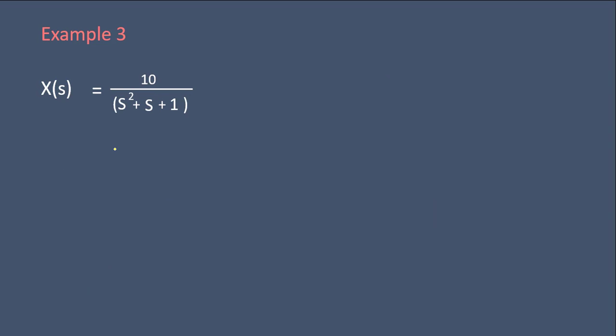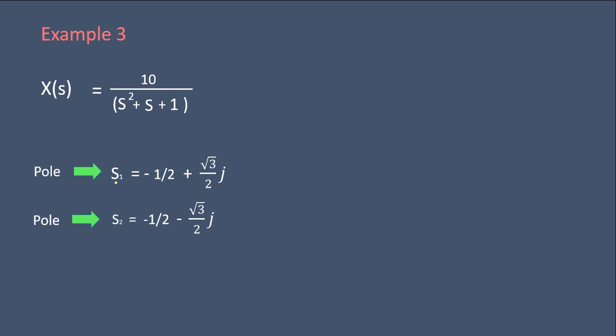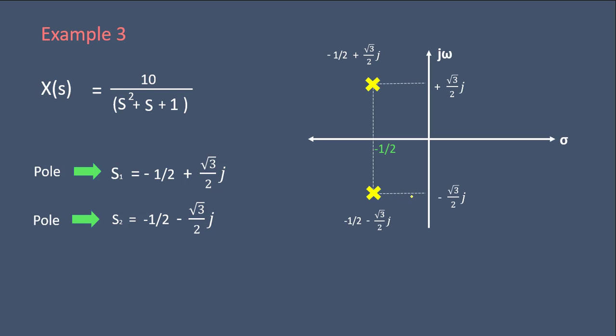Now let us take one more example. I have X(s) = 10/(s² + s + 1). Now if you plot the poles, I have s1 = -1/2 + (√3/2)j and s2 = -1/2 - (√3/2)j. You can plot these poles on the s plane. Now these poles are complex, but they are on the left hand side of the s plane. Hence, this is a stable system.